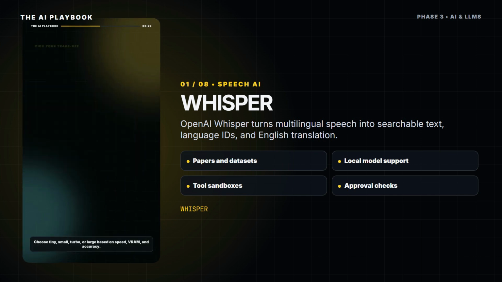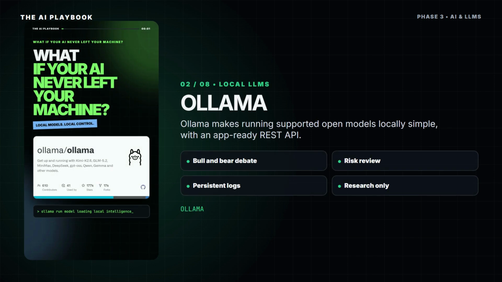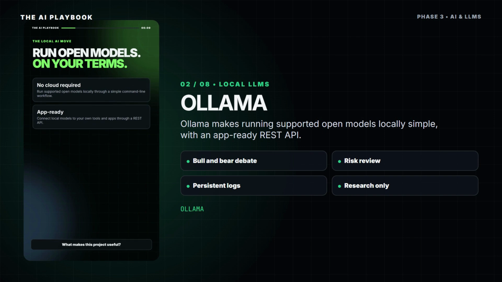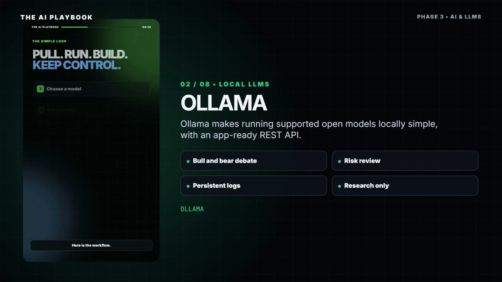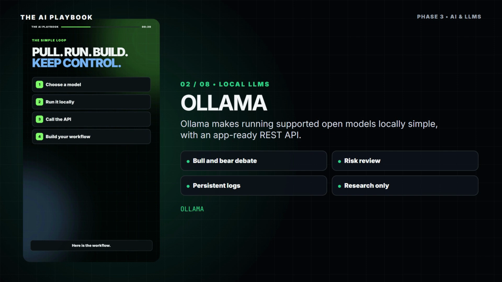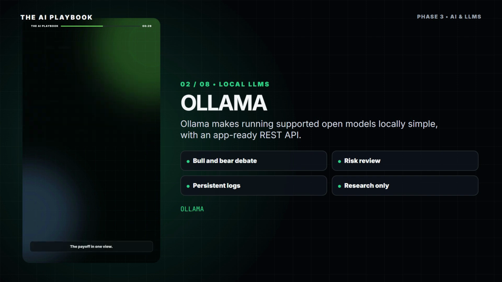Turbo gives fast transcription. What if your AI never had to leave your machine? Ollama makes it simple to run supported open models locally. Pull a model, run it, then connect it to your own apps through a REST API. That means you can prototype assistants, private tools, and local workflows without building the serving layer from scratch. But local does not mean free performance. Bigger models need more memory and compute, so choose the model that fits the job.